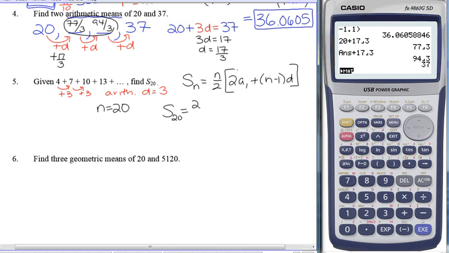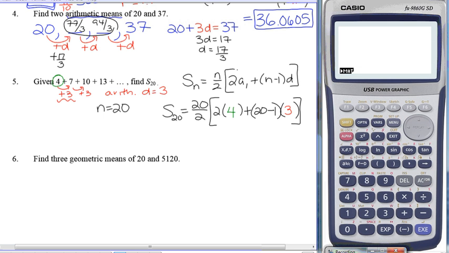So I'm going to plug in 20 on the top of my fraction. Then I have 2 times a sub 1. A sub 1 from my list is 4, so I can plug that in. Then I have n minus 1, so that's 20 minus 1. And then I'm going to multiply that by the common difference. The common difference when I found my pattern was 3, so I'll plug in a 3.